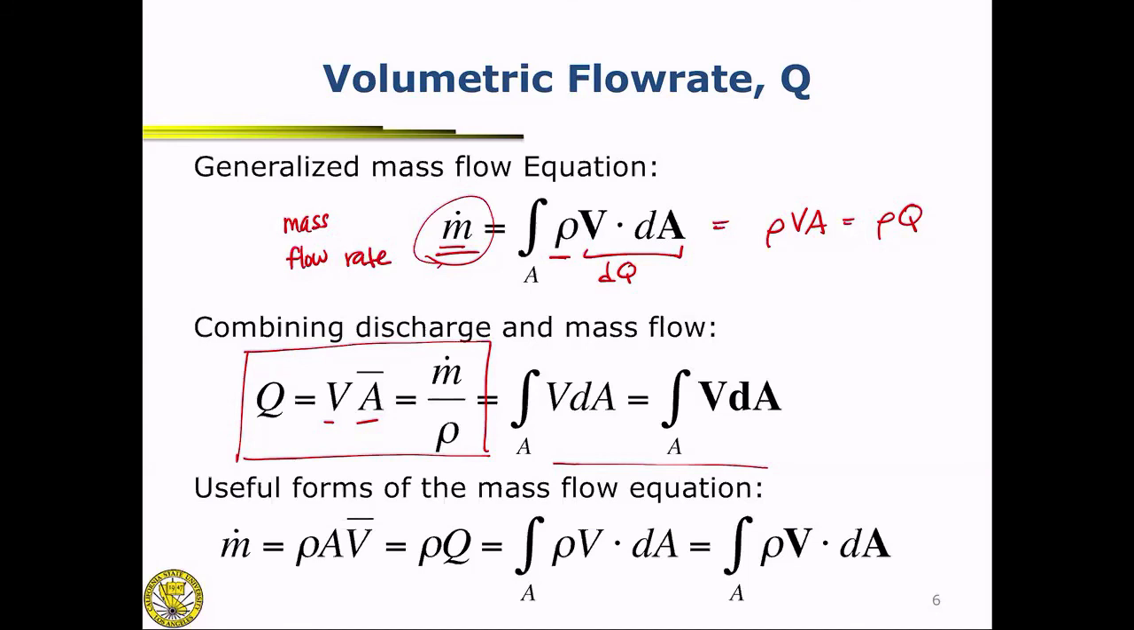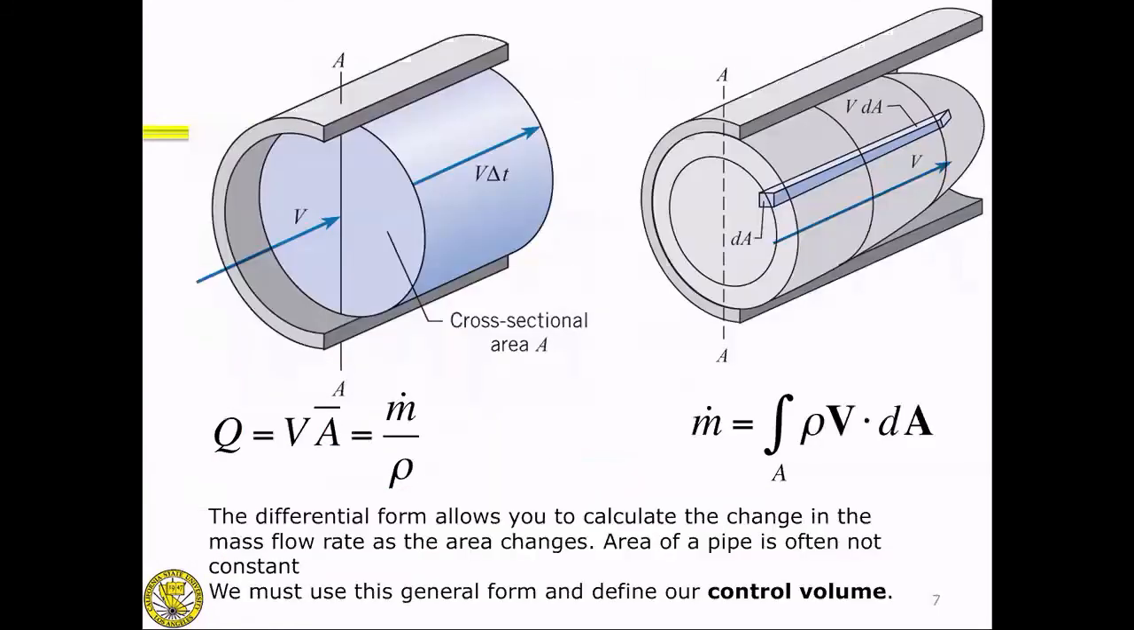Those would be our useful forms. And again, we have our m dot, which is density multiplied by velocity multiplied by area, and you can also get it by calculating density by Q, okay? So those equations, write them down, make sure you have them handy. They are incredibly useful, and they will be an important part of our conservation of mass equations.